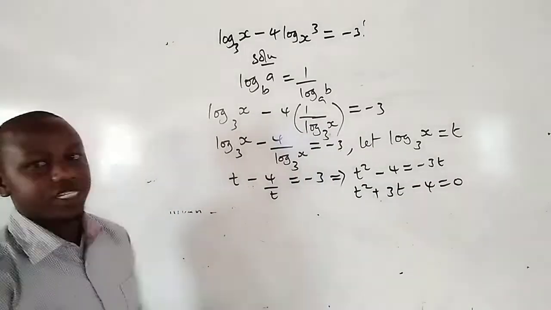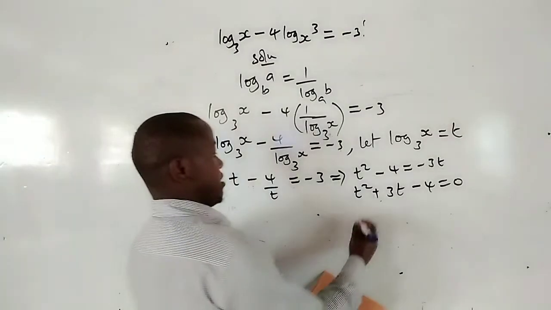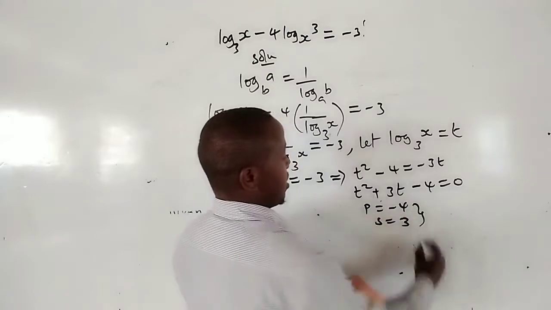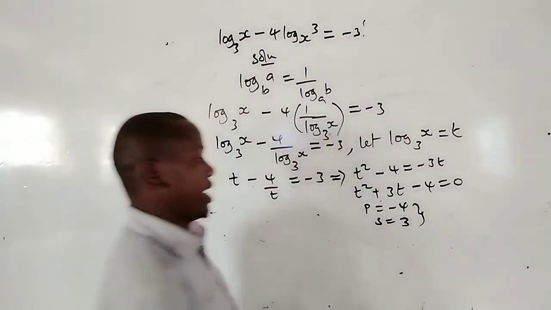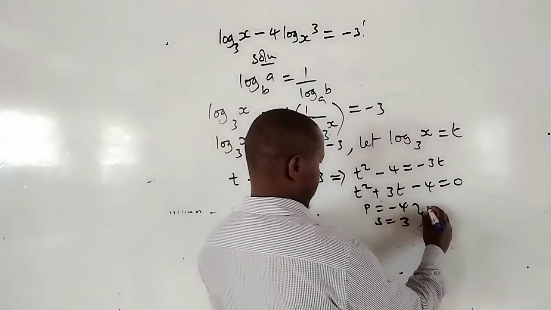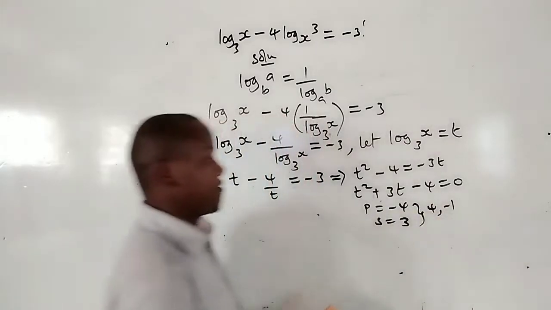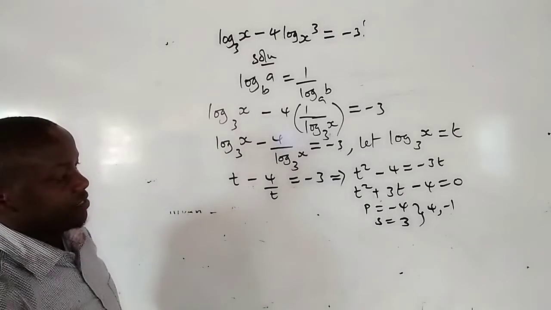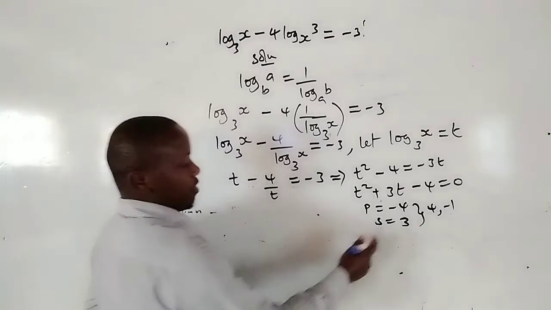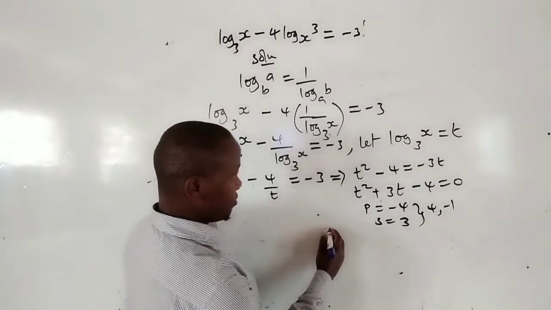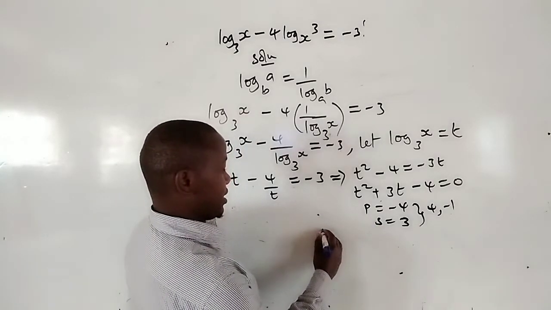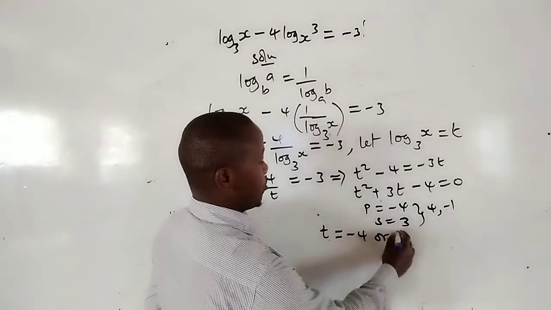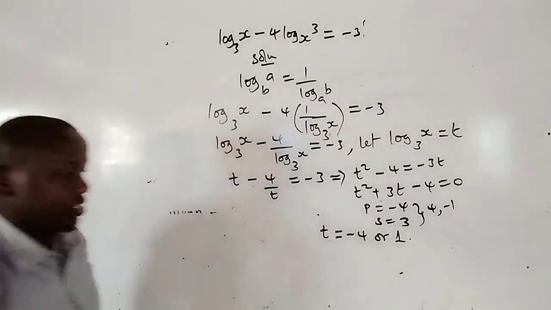Therefore it has become a quadratic equation. We can solve it by the factorization method. A product of negative 4 and a sum of positive 3. These two factors are 4 and negative 1. So when you factorize and solve, you find that t will be equal to either negative 4 or positive 1.